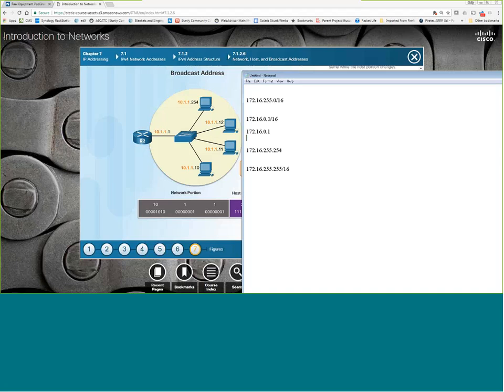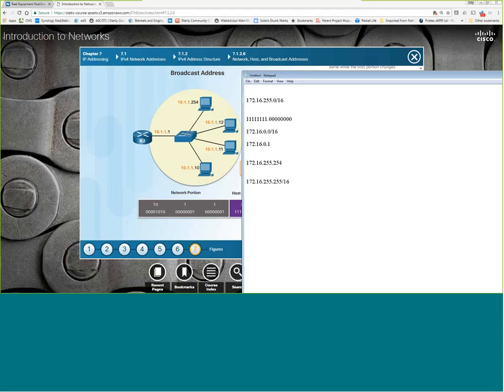These are the 16 host bits. Let's convert them to binary. We're not worried about the 172.16 because we know that's the network portion. What is 255 in binary? 1, 2, 3, 4, 5, 6, 7, 8 ones. And 0 is eight zeros. For the address 172.16.255.0, are all 16 host bits ones? The answer is no.